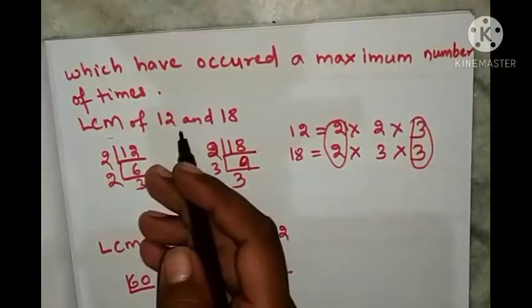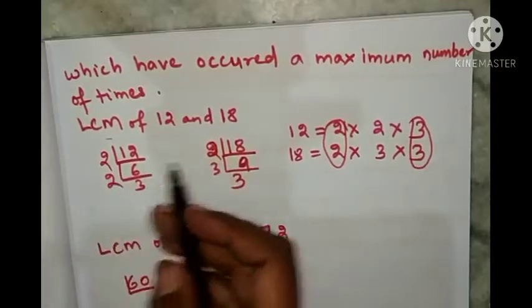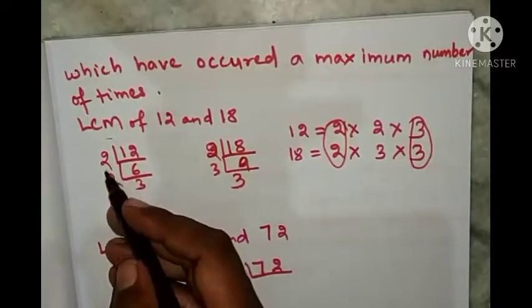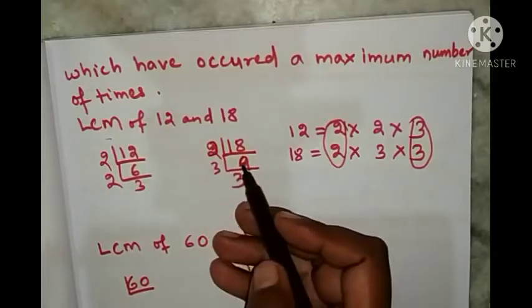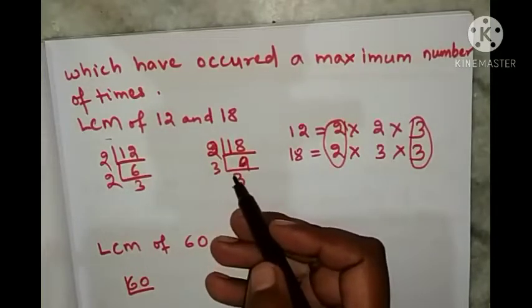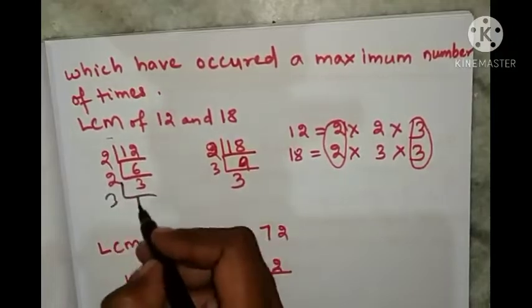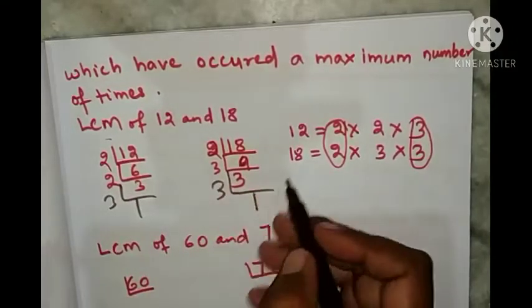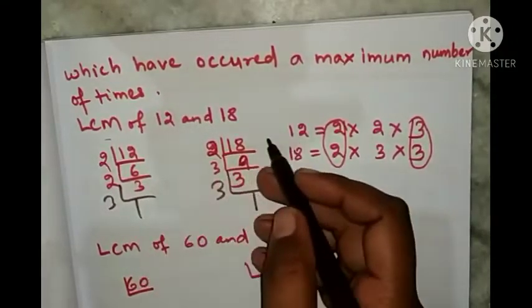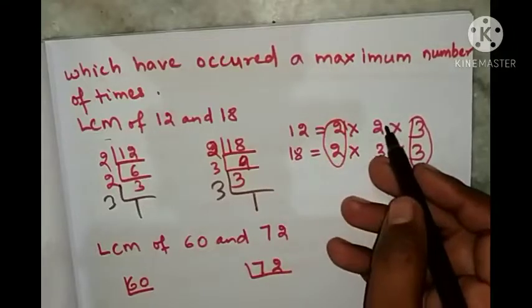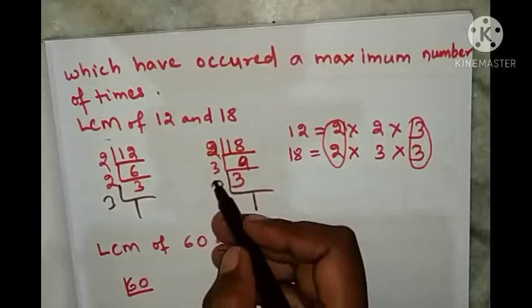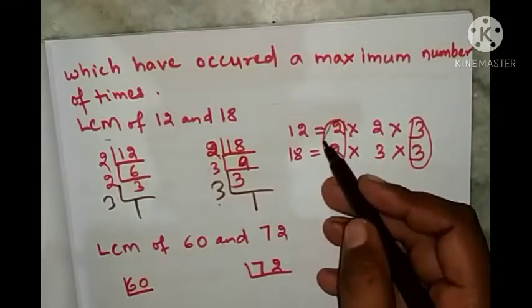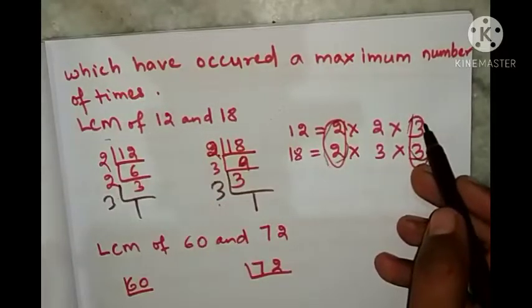So the LCM of 12 and 18. How have we found it? For 12: 2 6s are 12, 2 3s are 6, then 3 1s are 3. For 18: 2 9s are 18, 3 3s are 9, then 3 1s are 3. So the prime factors of 12 are 2 into 2 into 3, and the prime factors of 18 are 2 into 3 into 3. Look here, the common factors are 2 and 3.